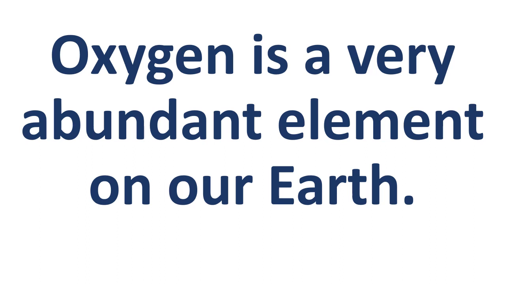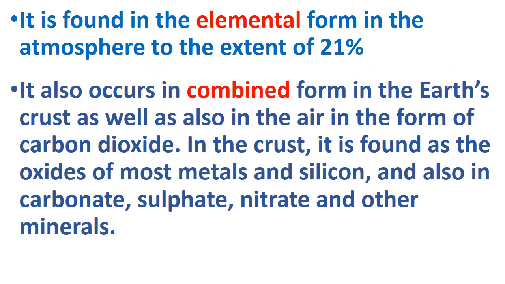Oxygen is a very abundant element present on our earth. It is found in abundant amount. Oxygen is found in both the forms, that is elemental form and combined form. The first point is oxygen is found in the elemental form in the atmosphere to the extent of 21%. So the percentage of oxygen existing in the elemental form is 21%, that is in atmosphere.